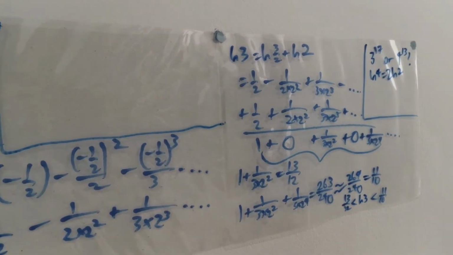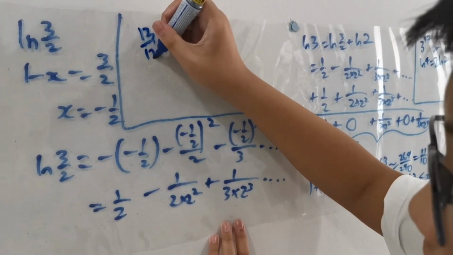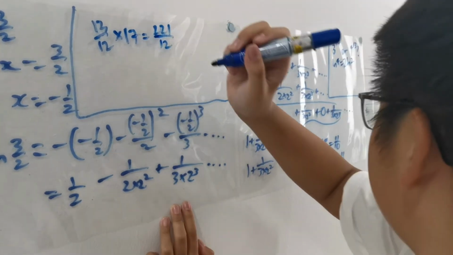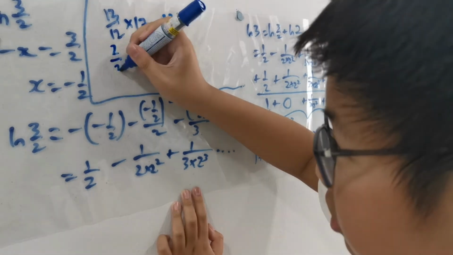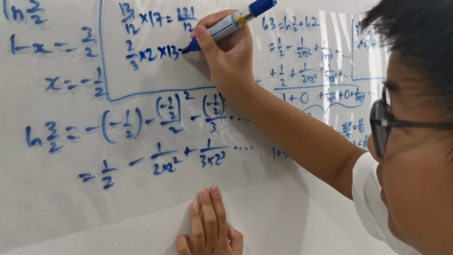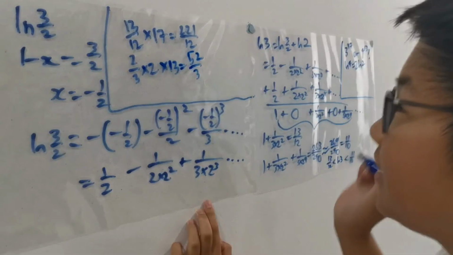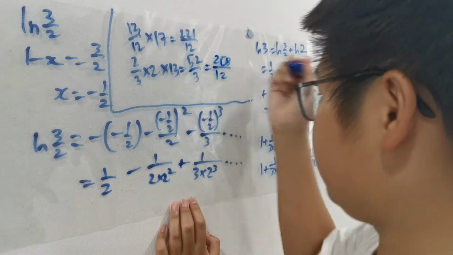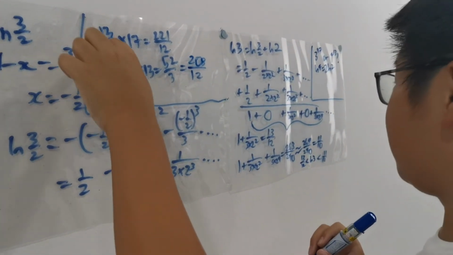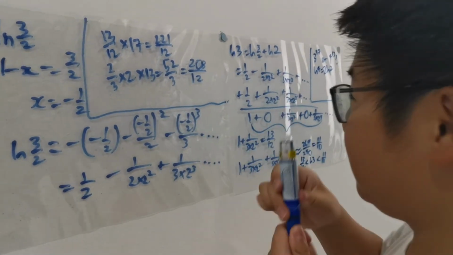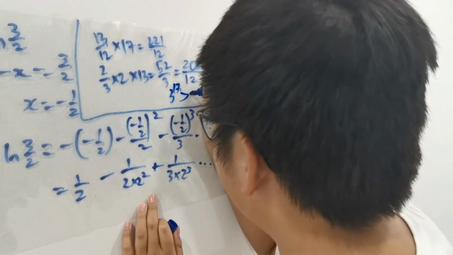So, we can use this space for working. Good thing I'm saying not big spaces. 13/12, which is our lower bound, times 17, equals, I'm trained for this, 221/12. So, 2/3 times 2 times 13 equals 52/3. Now we can convert this into something over 12. And this works out to 208. This is 3 to the 17, this is 4 to the 13. Now, this shows that 3 to the 17 is bigger than 4 to the 13.